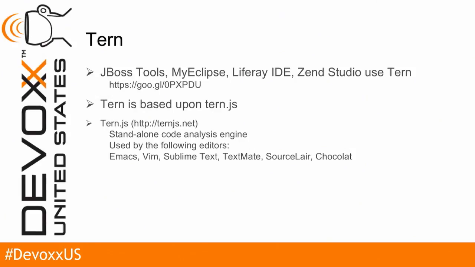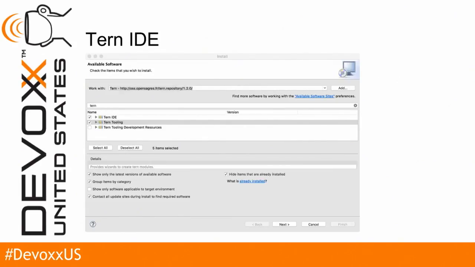Tern.js is a standalone code analysis engine for JavaScript. It's used by other editors in addition to this Tern Eclipse IDE. So it's what's being used by Emacs, Vim, Sublime Text, TextMate, etc. So it's providing the infrastructure and the JavaScript support for the other IDEs as well.